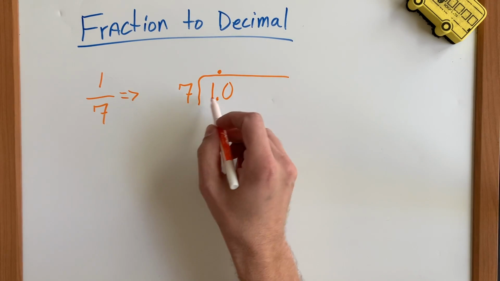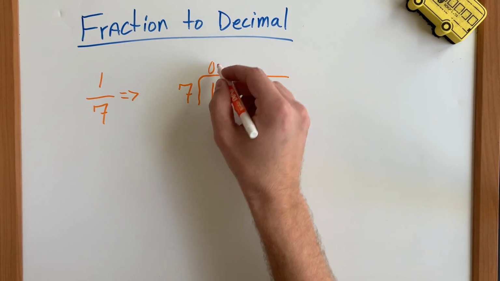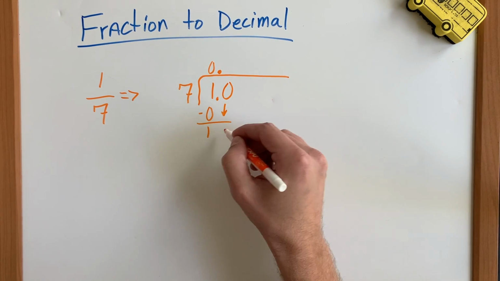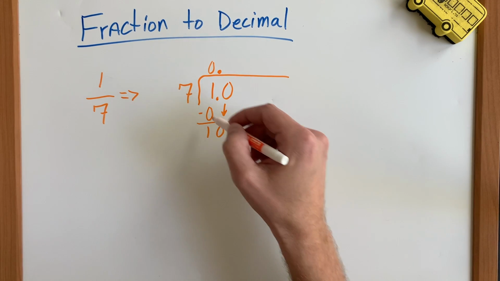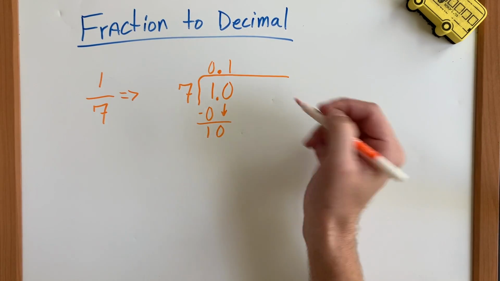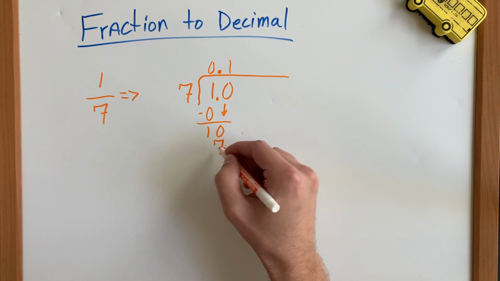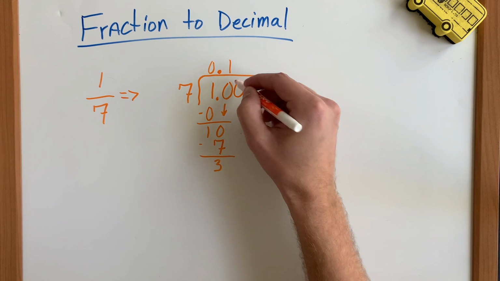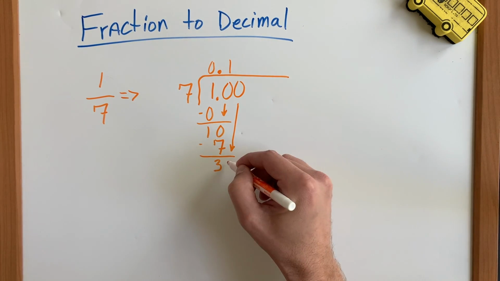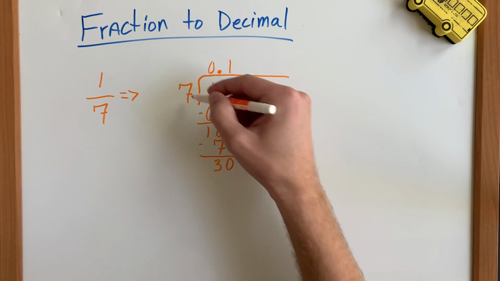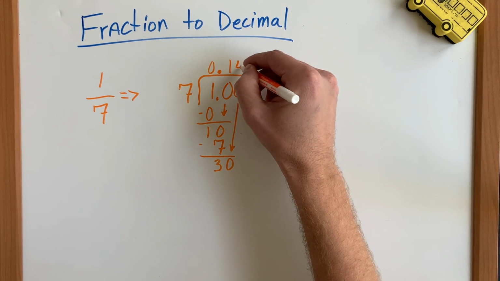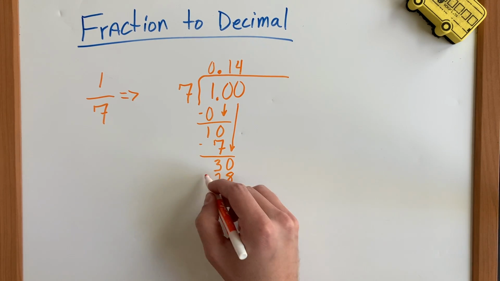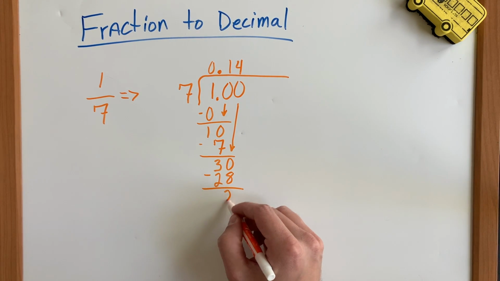Let's go ahead. 7 does not fit into 1. 7 times 0 is 0. We subtract and we bring down the next place value. 7 goes into 10 once. 7 times 1 is 7. We subtract and we get 3. And now I need another place value, so I'm going to add a 0 and bring it down here. And 7 into 30, well, that's 4 times. I multiply 7 times 4 and I get 28. I subtract and I have 2 left over.